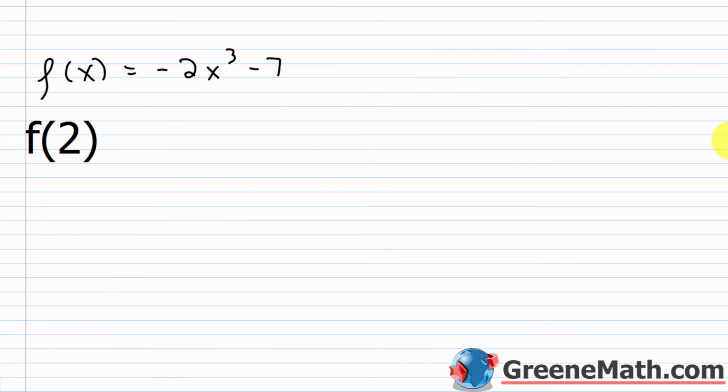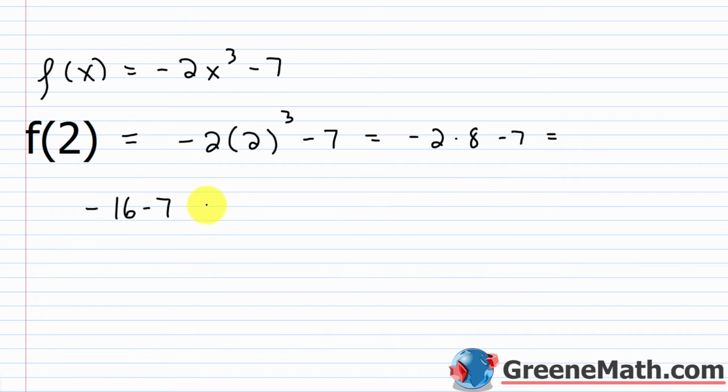And I want f of 2. So f of 2 is what? Plug in a 2 there. So negative 2 times 2 cubed minus 7. 2 cubed is 8. So I'd have negative 2 times 8 minus 7. Negative 2 times 8 is negative 16. So you'd have negative 16 minus 7, which is going to give me negative 23. So f of 2, or the function's value when x equals 2, is negative 23.